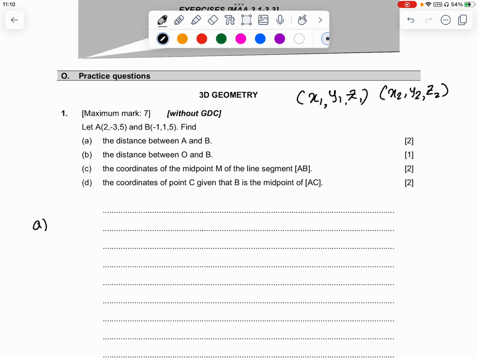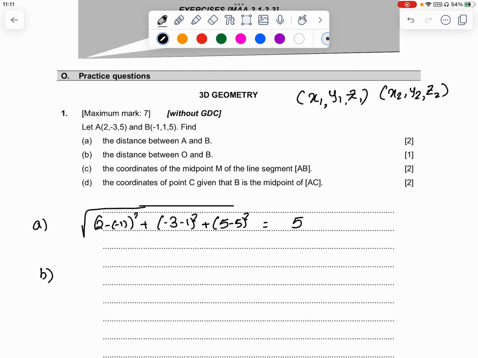The first question, find the distance. So distance is going to be square root of (x2 minus x1) whole square. So it becomes (2 minus of minus 1) whole square plus (y2 minus y1) whole square, (negative 3, negative 1) whole square plus (z2 minus z1) whole square, (5 minus 5) whole square. Simplify that. Directly I'm writing that answer. You should be able to get 5.